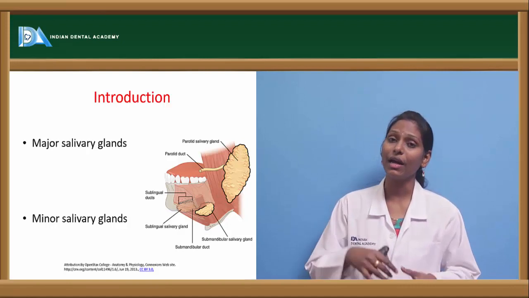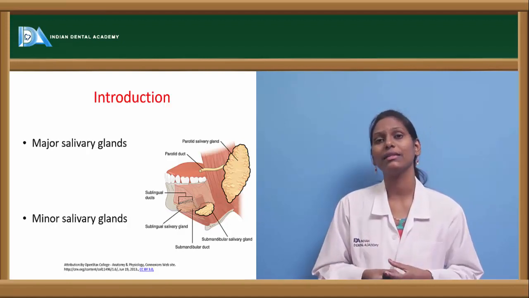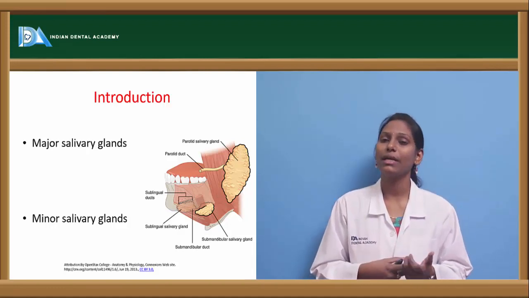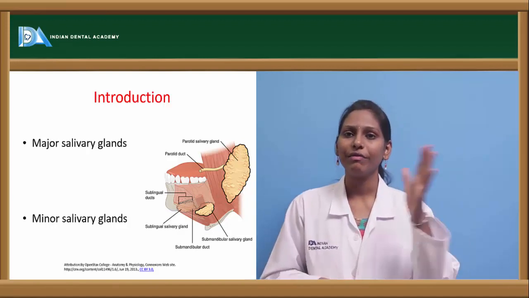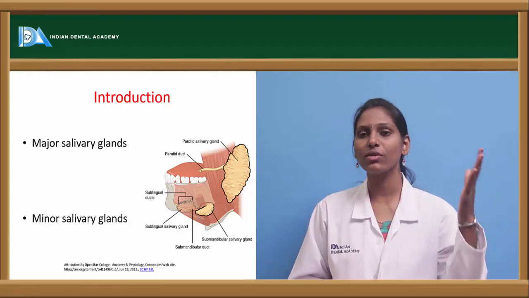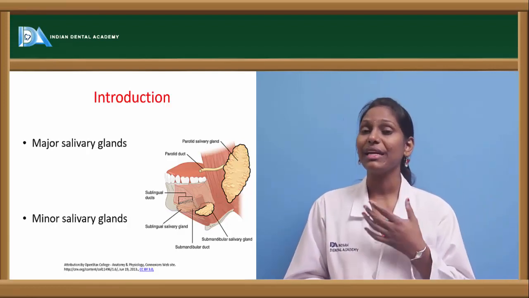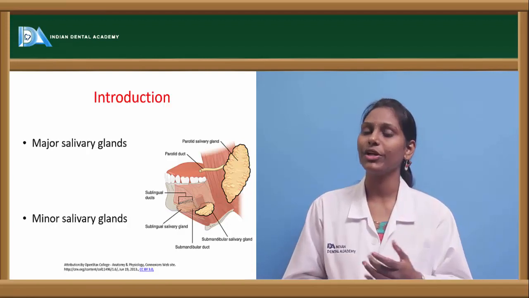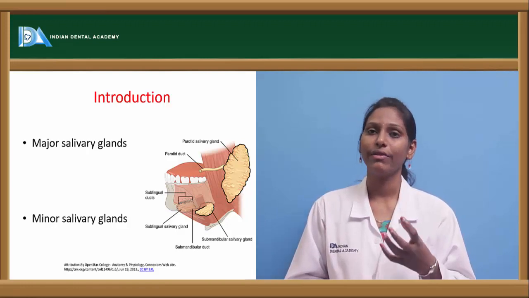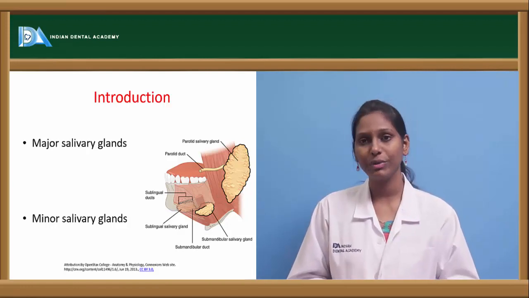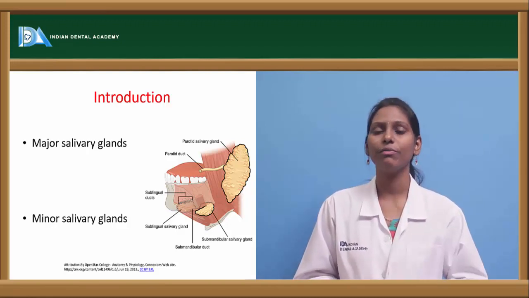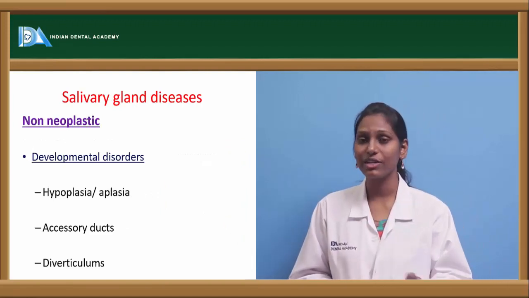And we have many other minor salivary glands, okay? These minor salivary glands are most commonly seen in the lower lip, in the palatal region, and sometimes in the buccal mucosa also. When we're talking about salivary gland diseases, these diseases can affect either major or minor salivary glands. When we are talking about neoplastic conditions, major salivary glands are where multiple benign tumors occur, whereas minor salivary glands are where the maximum number of malignant salivary gland tumors usually occur.